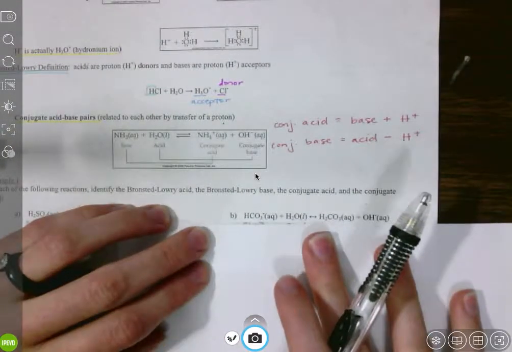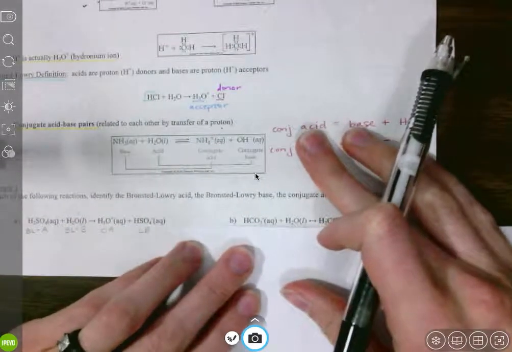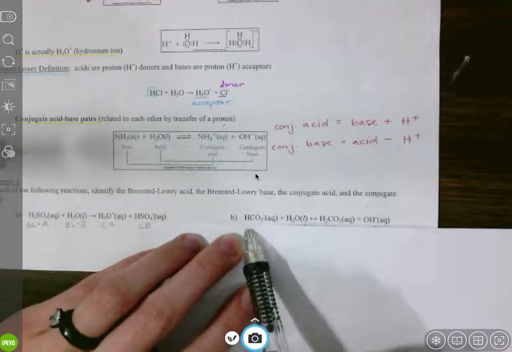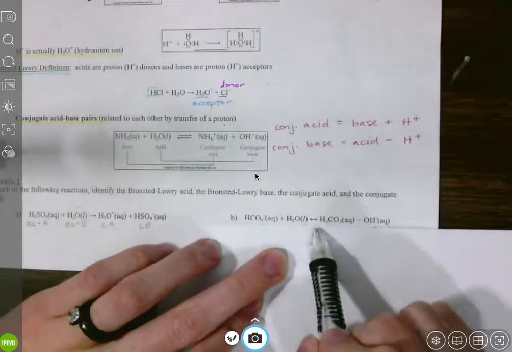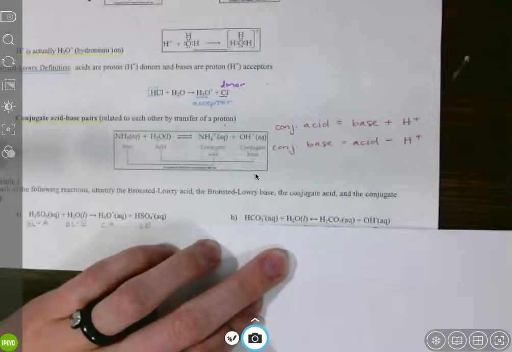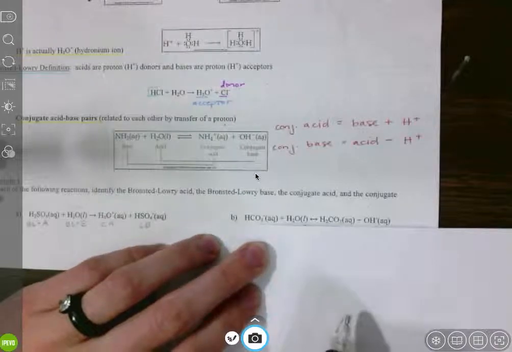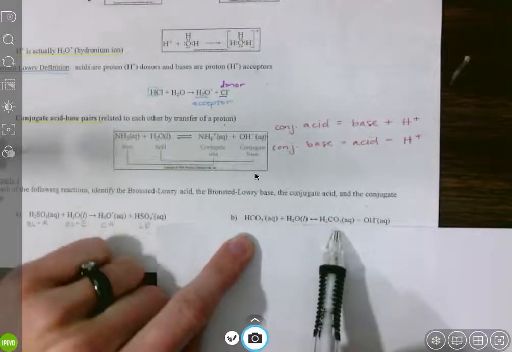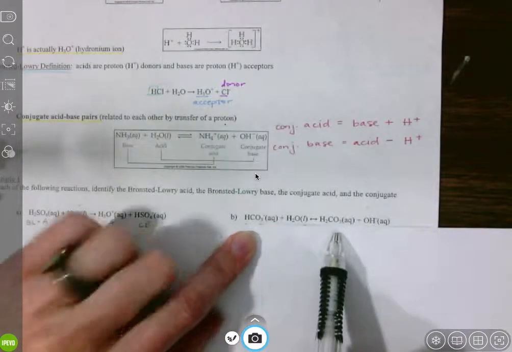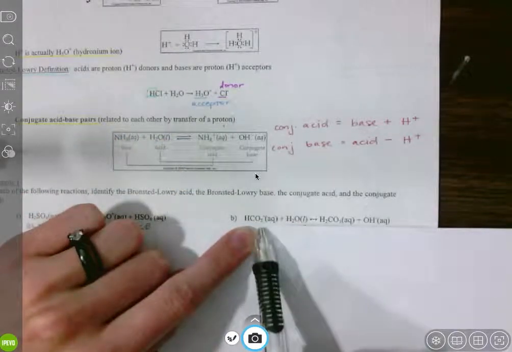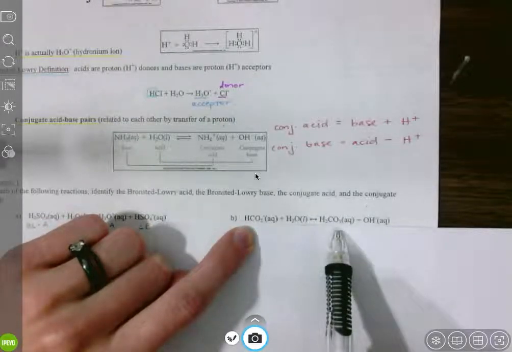Okay, let's look at letter B. Letter B is a little bit more tricky, just because of what it looks like. So we have hydrogen carbonate ion combining with water, and we're going to form carbonic acid and hydroxide ion. So let's look at where our proton is going. So these two guys here are related, obviously, and then water and hydroxide are related. We're just plus or minusing a proton. So here in our reactant and here in our product, it looks like we've gained a proton, a hydrogen ion.